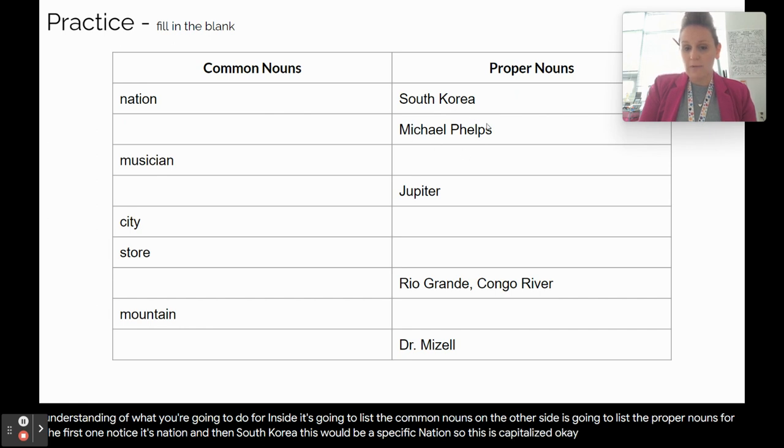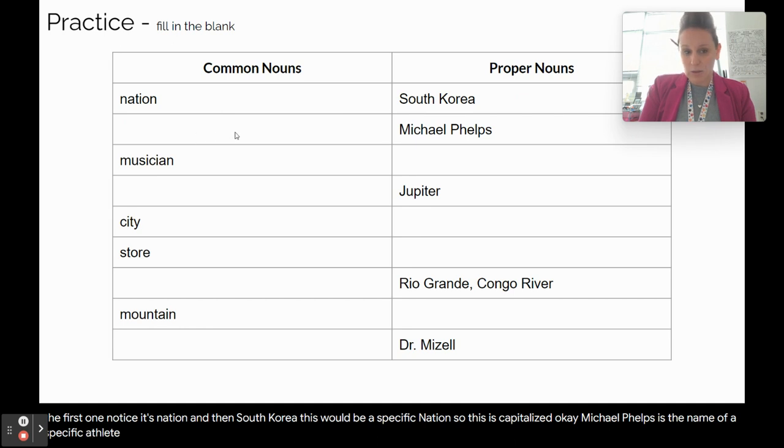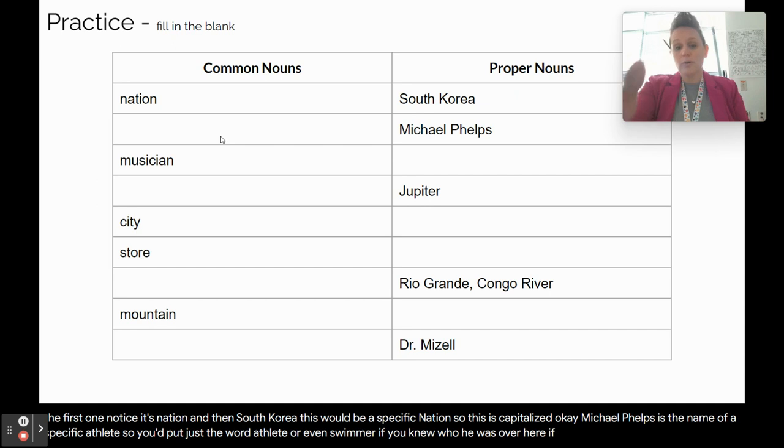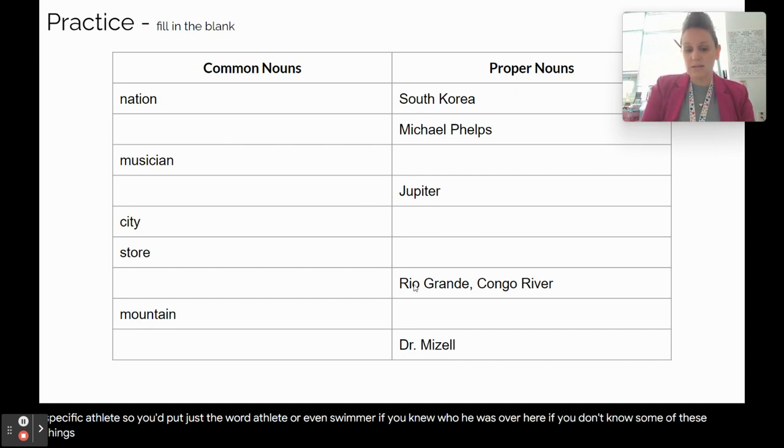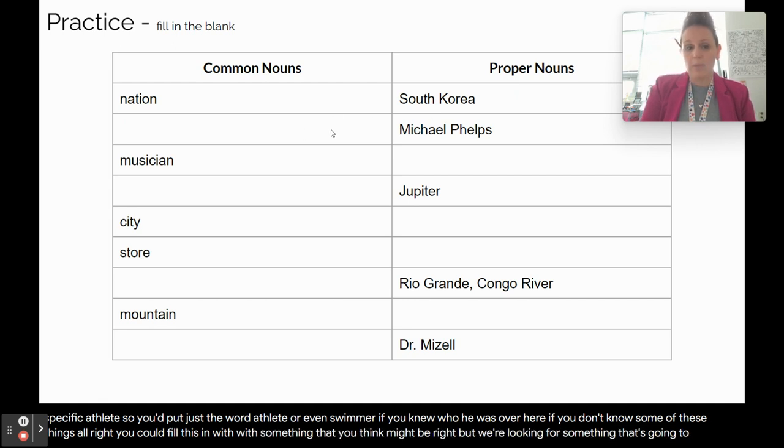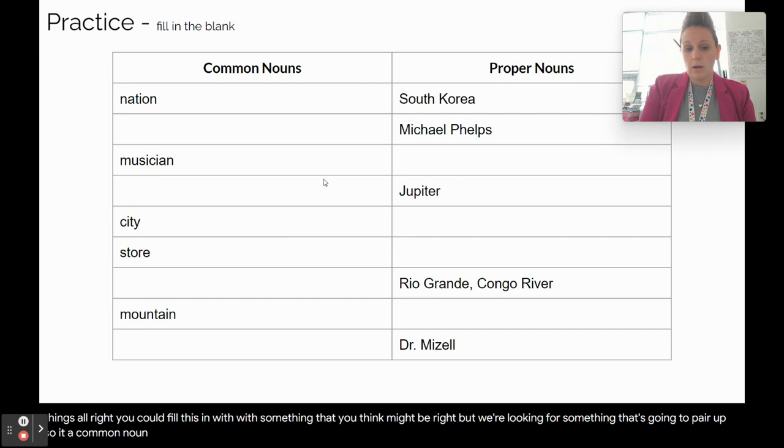Okay, Michael Phelps is the name of a specific athlete. So you'd put just the word athlete, or even swimmer if you knew who he was, over here. If you don't know some of these things, you could fill this in with something that you think might be right, but we're looking for something that's going to pair up. So a common noun and then a proper noun. An ordinary item and then a specific one that relates to this. Okay, so for the musician, you're going to need a specific musician.